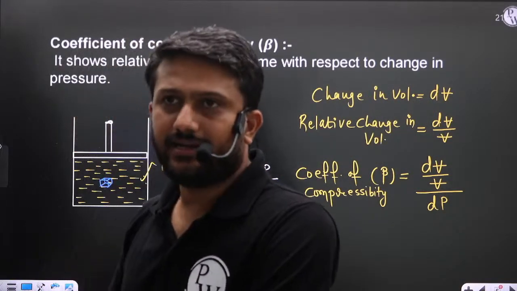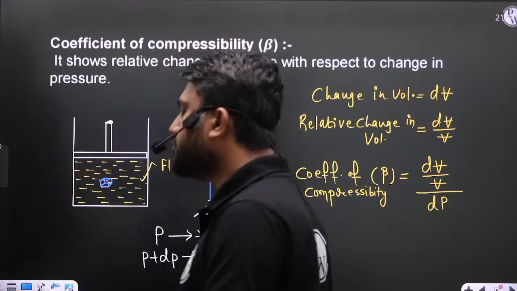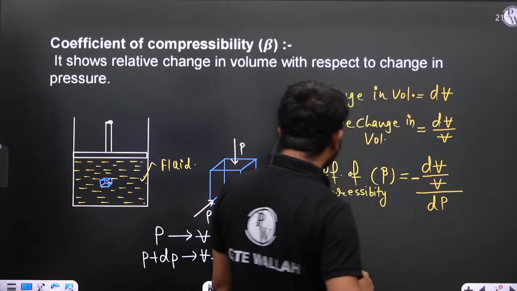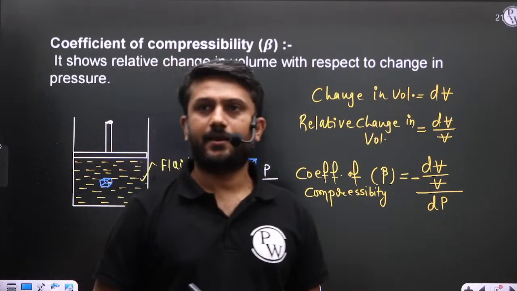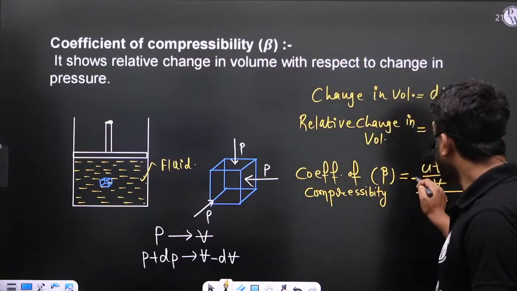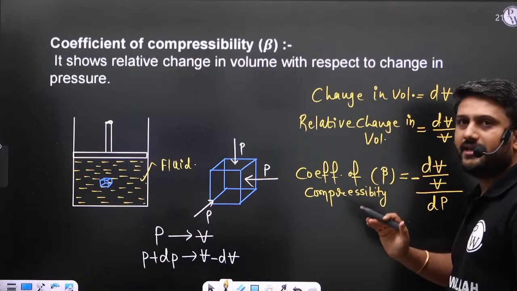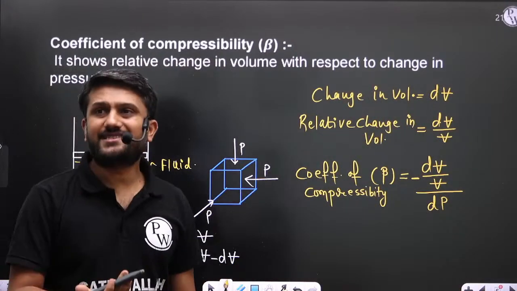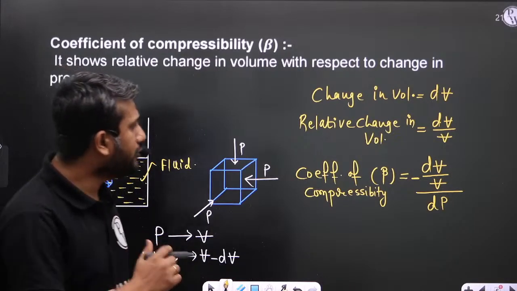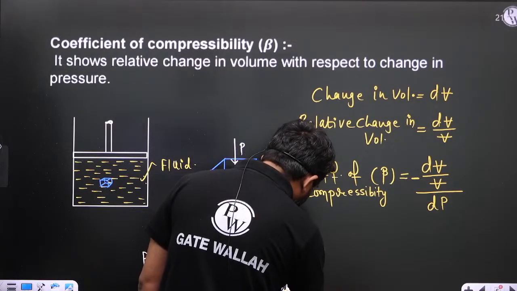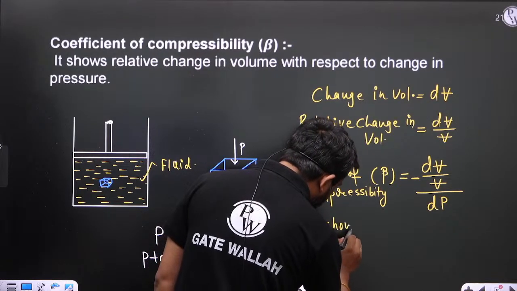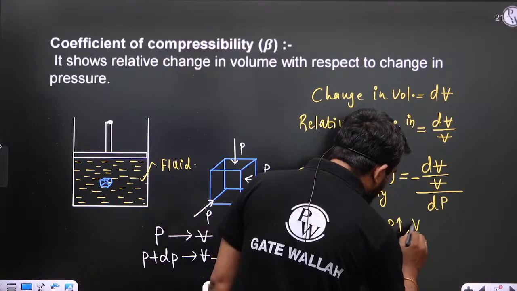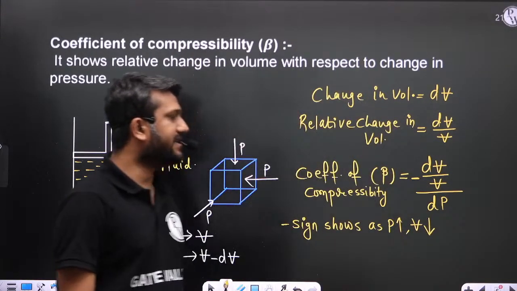And we also know that when pressure increases, volume decreases. So put a minus sign here to make the coefficient of compressibility positive, because we know that as pressure increases, volume decreases. Or you can say the negative sign shows that as pressure increases, volume decreases.